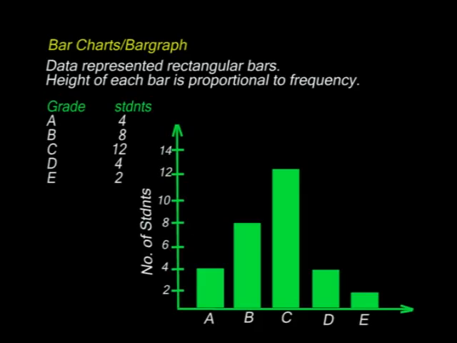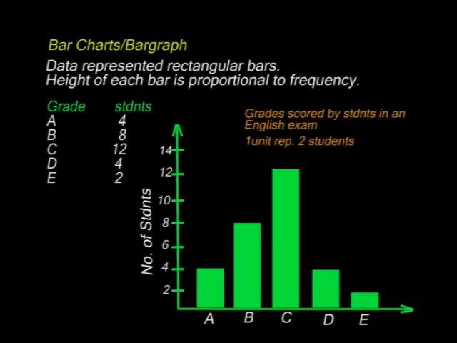Now you must always give your graph a title, label the axis and state the scale. With my bar graph there, I could give it a title like a bar graph representing the number of students scoring respective grades in an English exam. My scale on the y-axis is that 1 unit represents 2 students. Maybe on your graph paper you can say 1 centimeter represents 2 students. On the x-axis, the bars are the same. You can say 1 centimeter represents 1 grade.